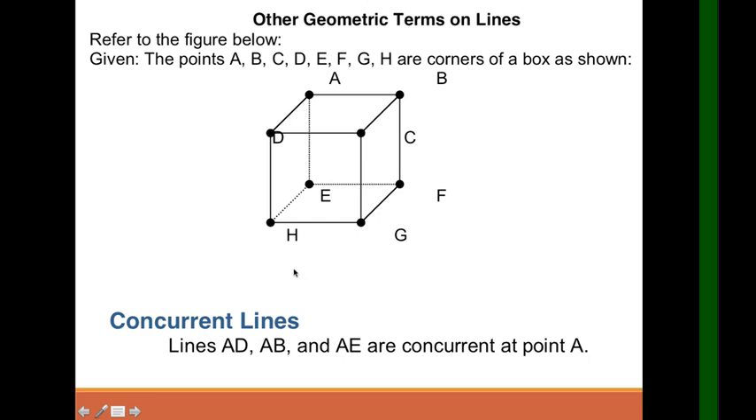Concurrent lines. Pag sabing concurrent, line AD, line AB, and line AE are concurrent at point A. Pag sabing concurrent, these are lines that have a common vertex, no? Or lines that lie on the same point. So we have AD, AB, and AE concurrent at point A if we look at this figure.